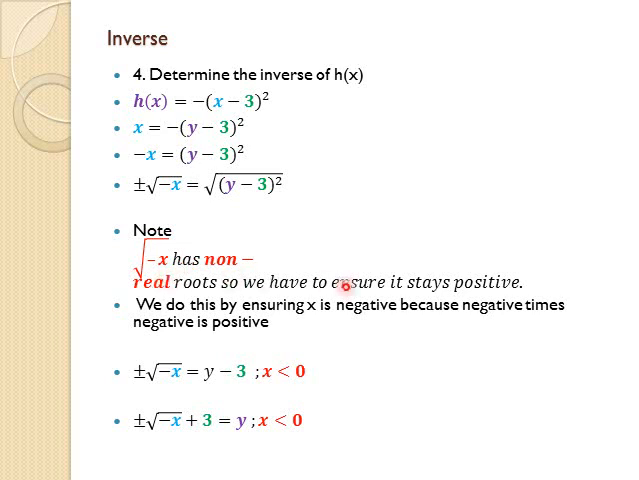We do this by ensuring x is negative because negative times negative is positive. So the only way to ensure that under the square root it's positive, whatever I substitute in the place of x must also be negative. So you'll see they have a restriction x less than 0. So therefore plus minus square root negative x equal y minus 3, x less than 0, and if I take negative 3 over, it becomes plus 3 equal y, x less than 0.